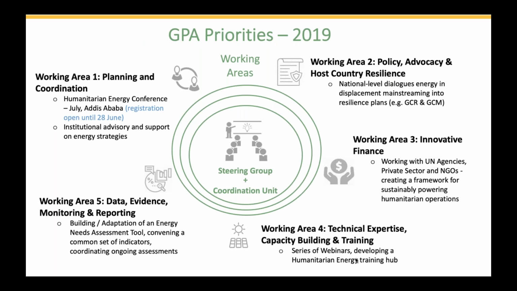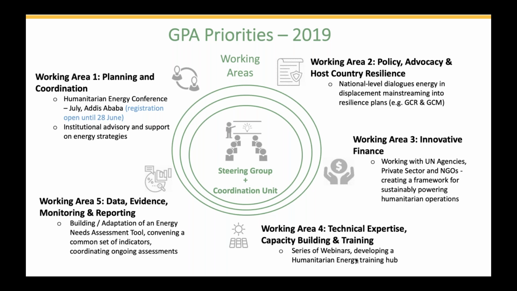Thank you. I mentioned we have 5 working areas, and these are related, as you can imagine, to the challenges. And working area 1, I go clockwise, is around planning and coordination. So how can we support humanitarian agencies and NGOs in mainstreaming sustainable energy solutions in their own operations, for example. And here I want to highlight that we are currently organizing the first Humanitarian Energy Conference in the last week of July in Addis. The registration is still open for a few more days, so please join us if you can.